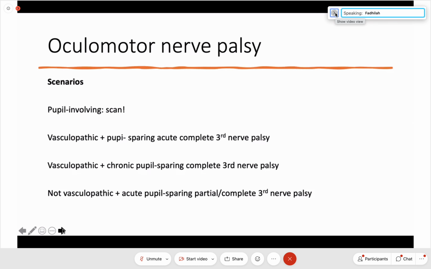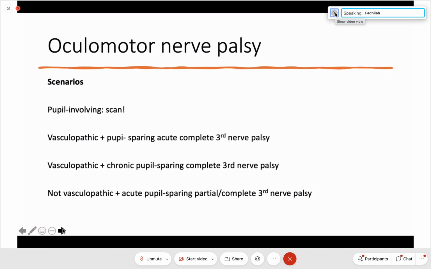Now, let me just give you some scenarios, right? So what you would do if you see a patient like this. Now, I think this is the biggest and the most important question you would ask. If the pupil is involved, there's no question to be asked. Scan the patient, right? Now, vasculopathic means the patient has either diabetes or hypertension or hypercholesterolemia, or the patient is smoking, that can affect the integrity of the blood vessels, right? So if the patient is vasculopathic and there is pupil sparing acute but complete third nerve palsy, okay?